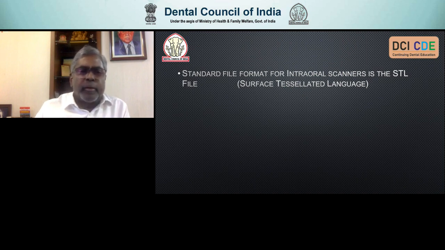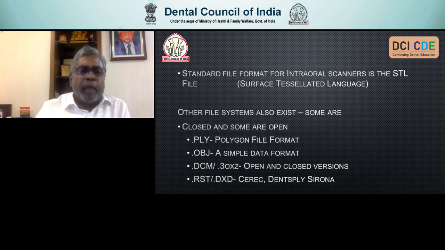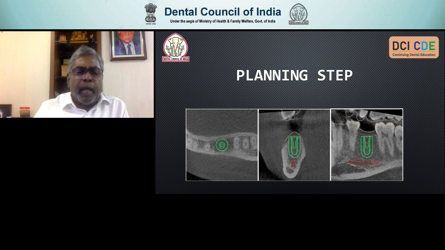The file format for these are the STL files, what we call surface tessellated language, or STL file. Of course, there are other file systems, but the most common one is the STL file. And then once you've got the superimposition, you start the planning. You can see clearly the implant position in relation to the buccal and lingual cortices, and in relation to important structures such as the inferior alveolar nerve. There you also look at the position of the implant, the abutment and the crown. You also look at the space that is available for your prosthesis. Many a time people make the mistake of placing these implants very shallow at this point, and then do not have enough space for the prosthesis.